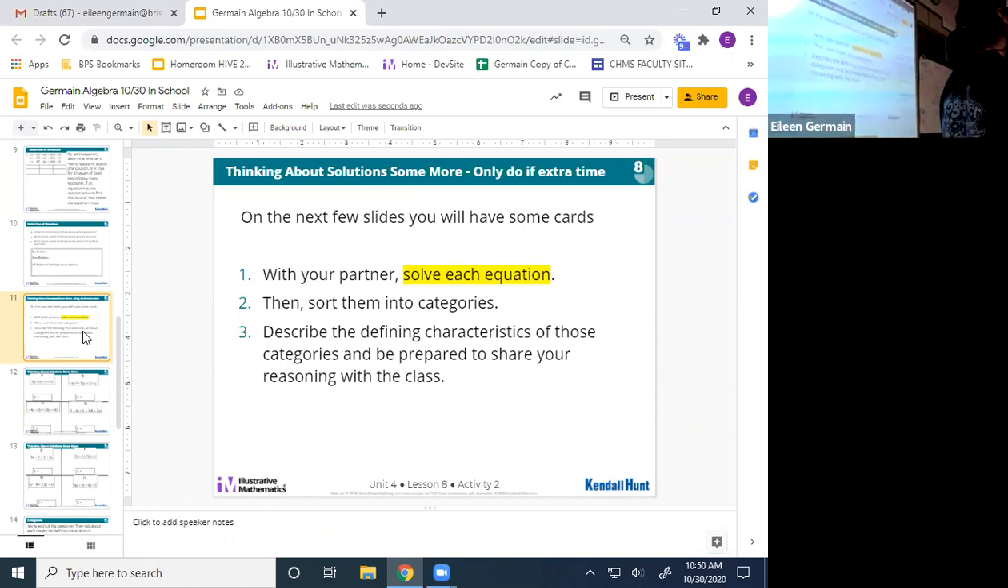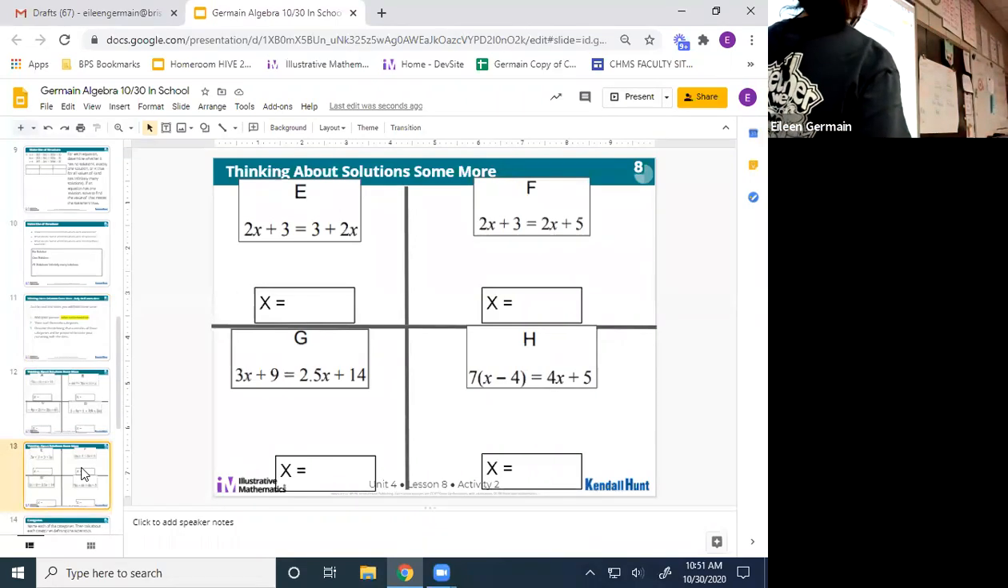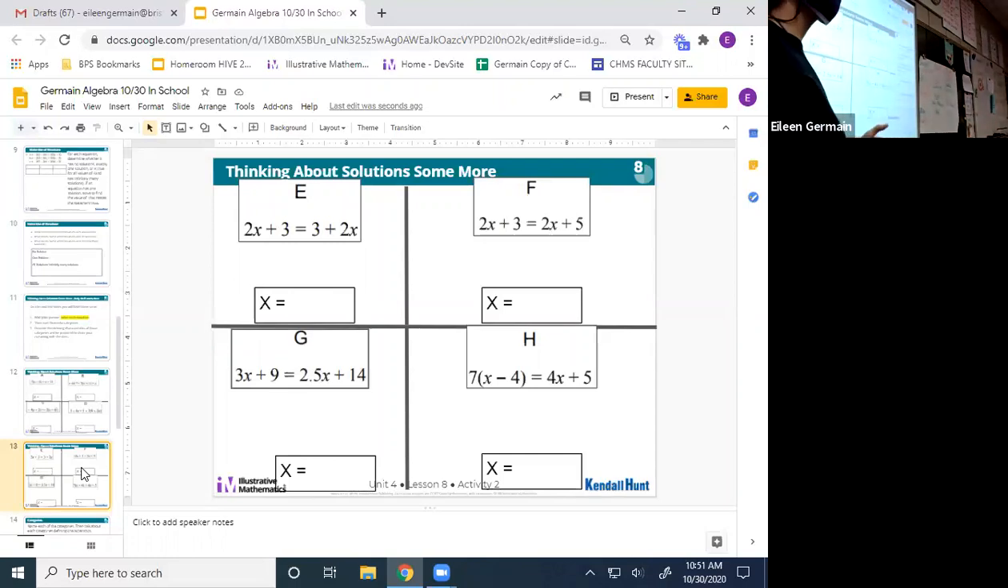We're not going to finish this today, so don't feel like we're going to rush. You're going to sort them into 3 categories, probably by the type of solution that it gives you, but I don't know. So you're going to take your time and look at A through H, and you're going to solve them for X. You're going to take them all the way to X.